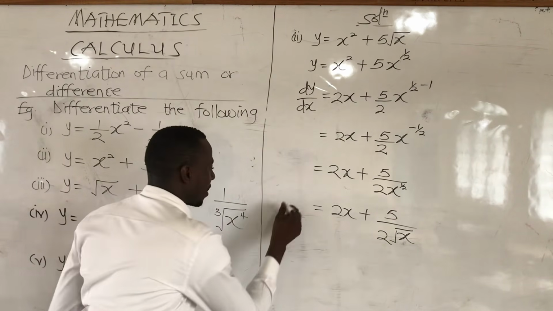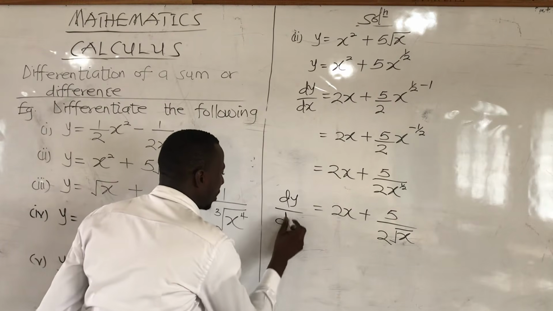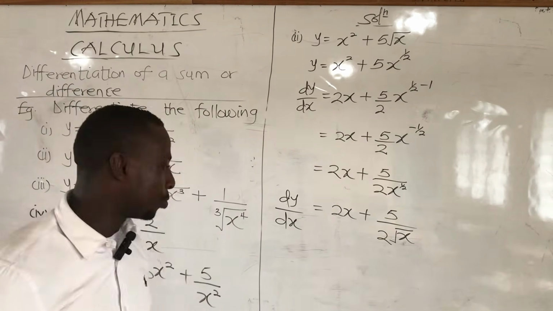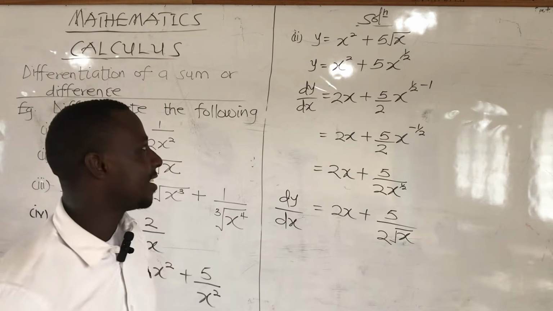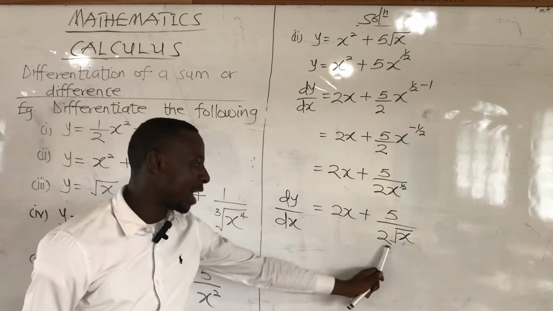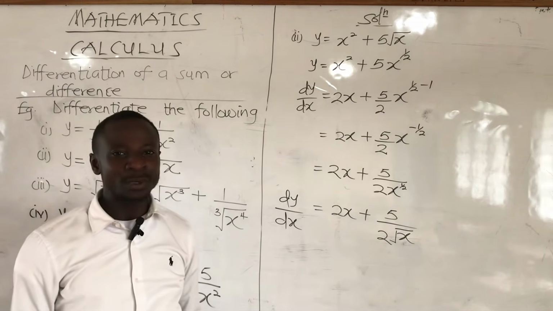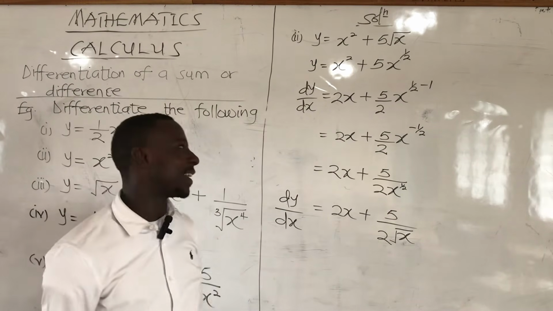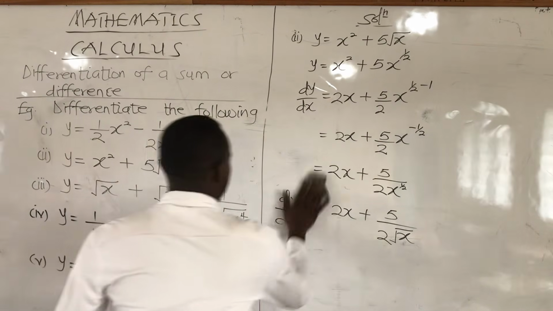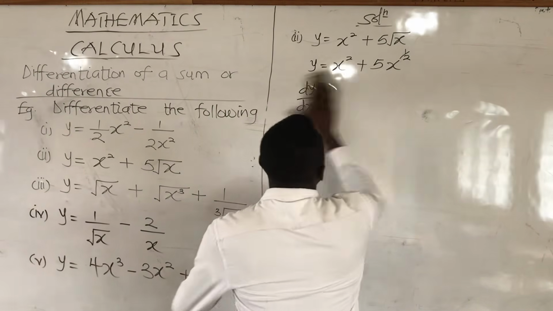So our final answer is going to be 2x plus 5 over 2 root x, because the original question was in surd form. So we have to leave our answer also in surd form. All right. Now let's look at the third example.